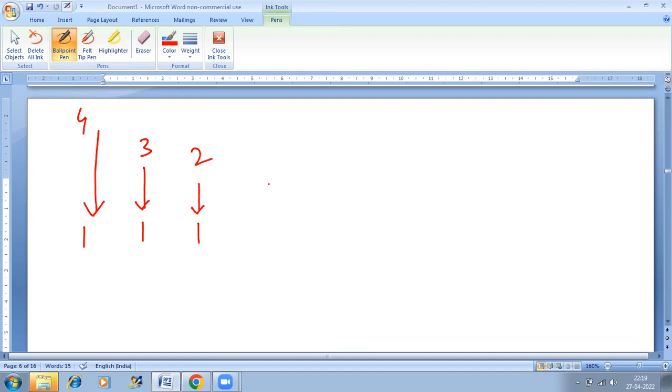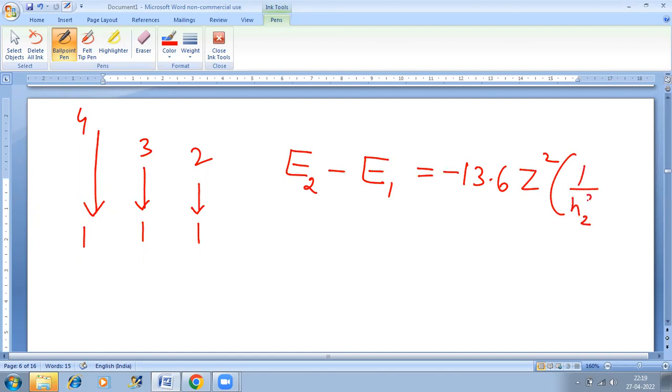So the third highest energy of the photon will be equal to energy of the second orbit minus energy of the first orbit, and that is equal to 13.6 electron volt Z square, into 1 by n1 square minus 1 by n2 square.